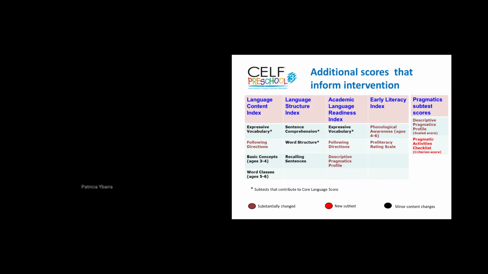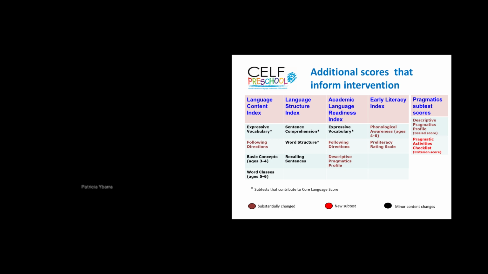The language content index is a measure of various aspects of semantic development. The index measures vocabulary and the ability to interpret the meaning of concepts in simple and complex instructions, as well as the ability to comprehend associations and relationships among words. The language structure index is an overall measure of the understanding and use of language form. This index measures the ability to interpret and produce word and sentence structures.